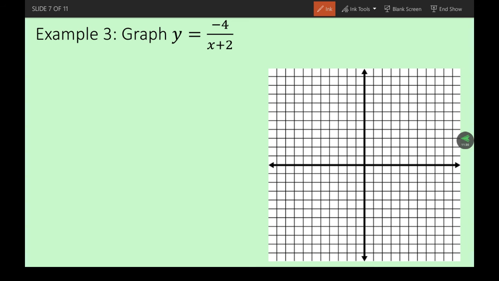All right, how about, can you pause it here, take a minute, and see how much of this one you can do all by yourself. Graphing y is equal to negative 4 over x plus 2. I'll give you a little hint. The k term is plus 0 at the end. Go!